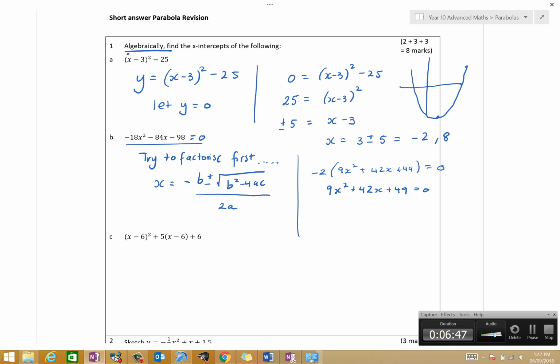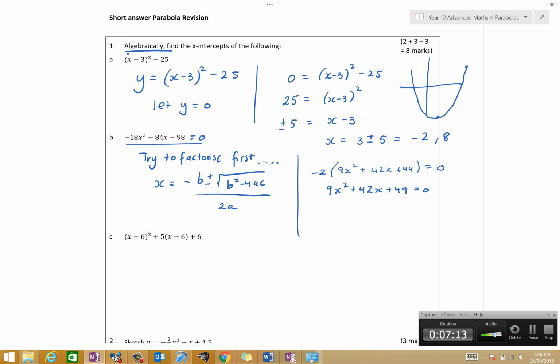Now, we could then decide, if we wanted to, to try to factorise. We could find 2 numbers which multiply to give 9 by 49. Okay, getting a bit ugly though. 9 times 50 is 450, take away 9, yeah, 441. So 2 numbers which multiply to give 441 and add to give 42. Yeah, yuck. Let's just go straight to the quadratic equation.